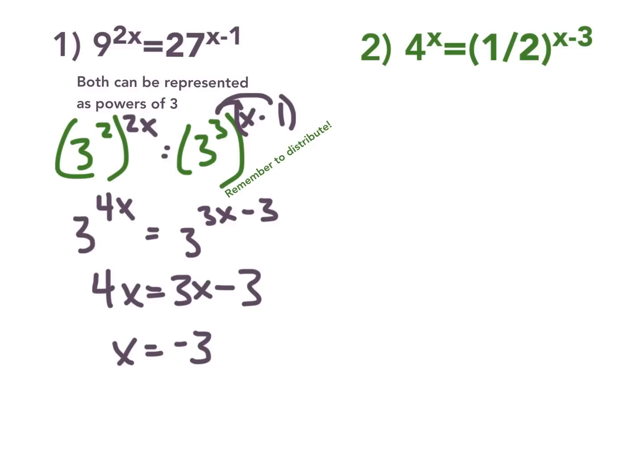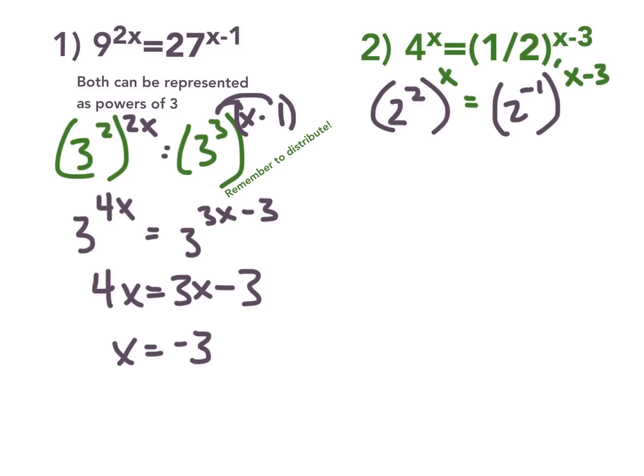Alright, in the next example, 4 to the x and 1/2 to the x minus 3, I'm going to represent these as powers of 2. So this would be 2 squared to the x equals 1/2 is just 2 to the negative 1 to the x minus 3. And I'm going to distribute that negative 1 here. So this is 2 to the 2x is equal to 2 to the negative x plus 3.